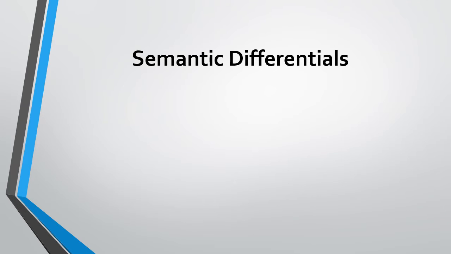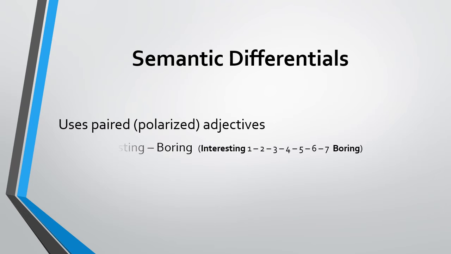Then we get semantic differentials. These use paired adjectives, and those pairs have to be polarized, and ask you to rate on a scale how you feel about the thing I've asked you about. So we ask you about something, and to rate it on a scale from 1 to 7, where on this end we have interesting, and the other end we have boring. And by the way, those are polarized adjectives. Interesting and boring are polarized.